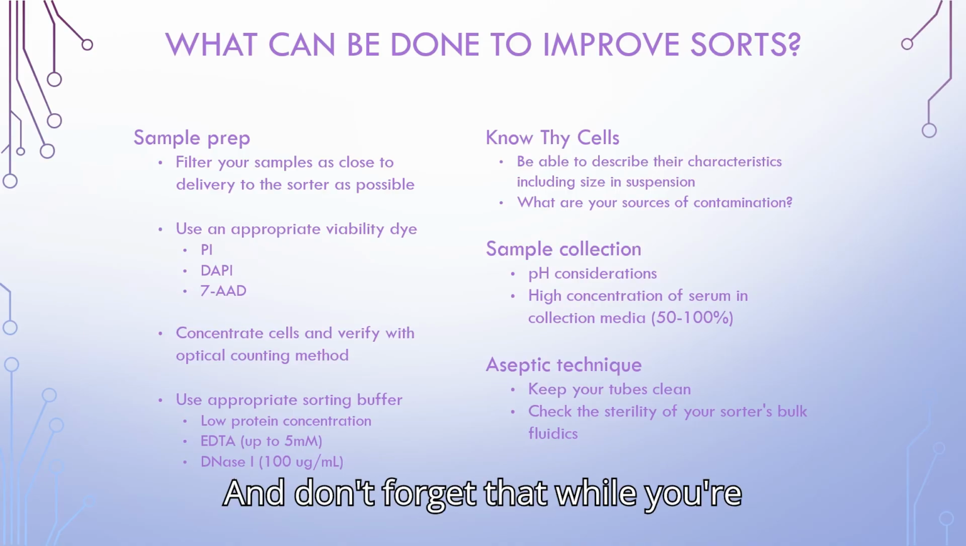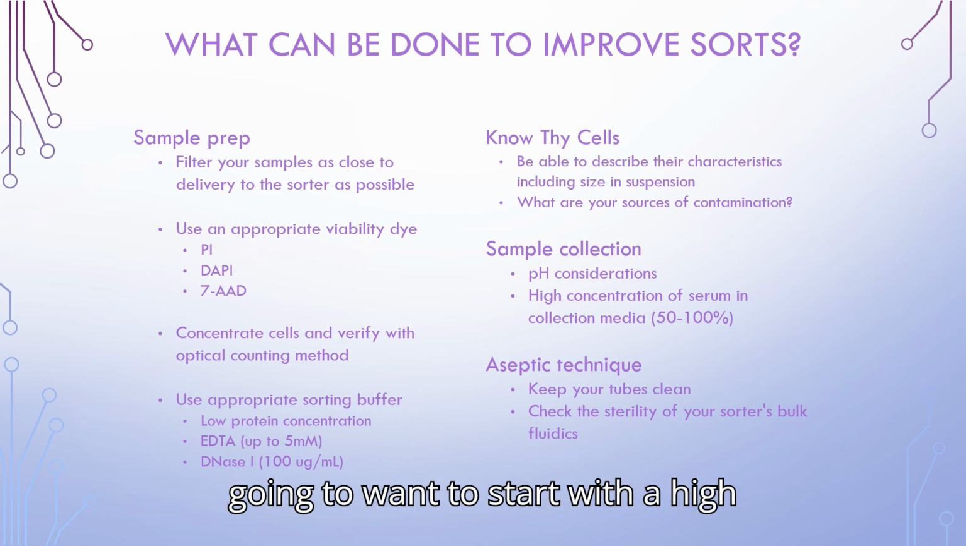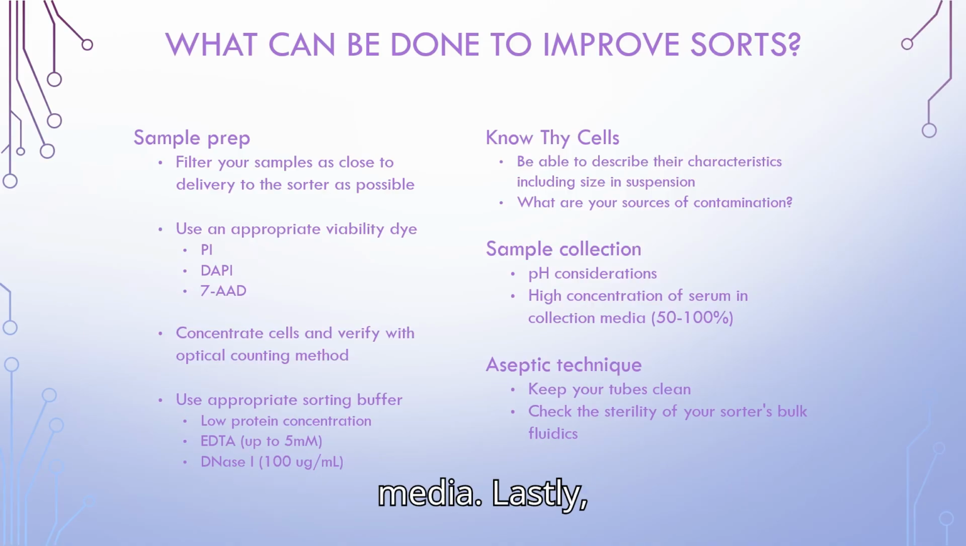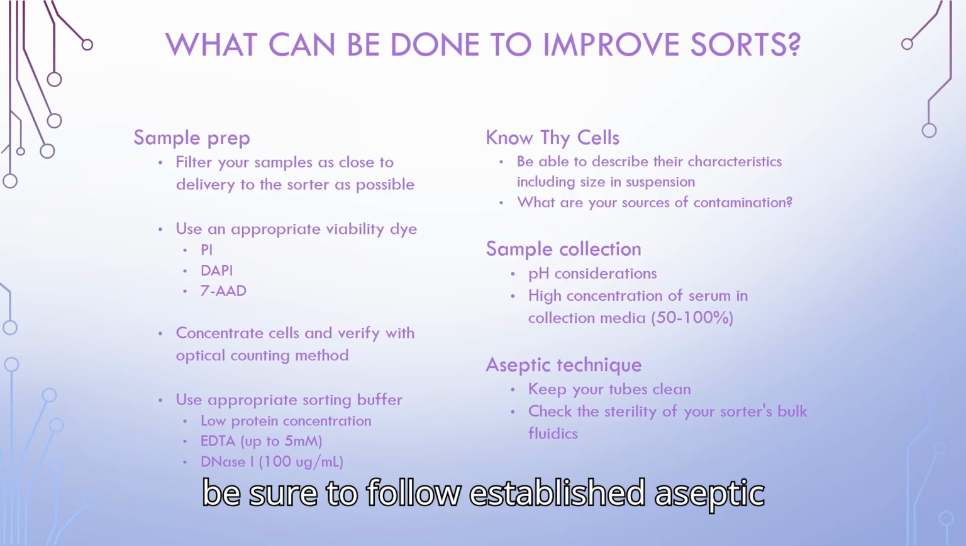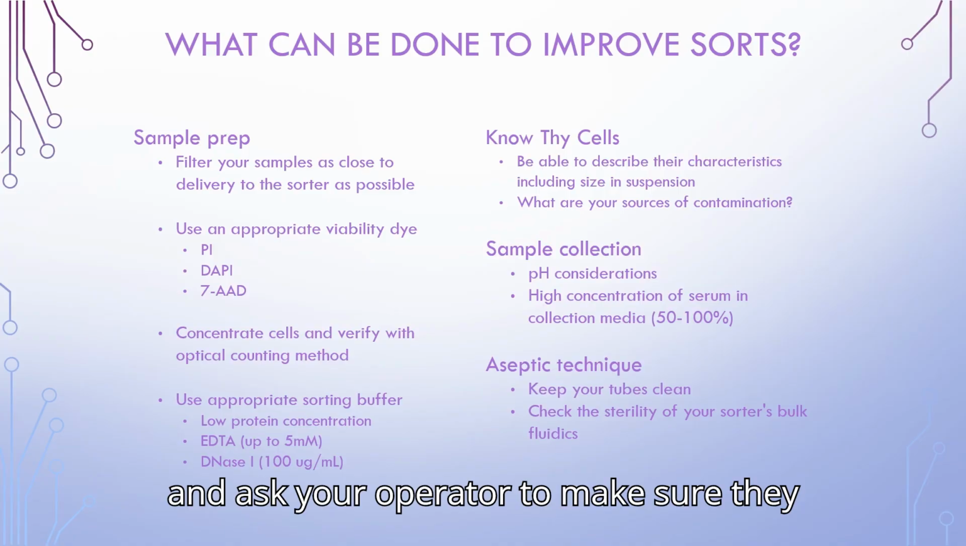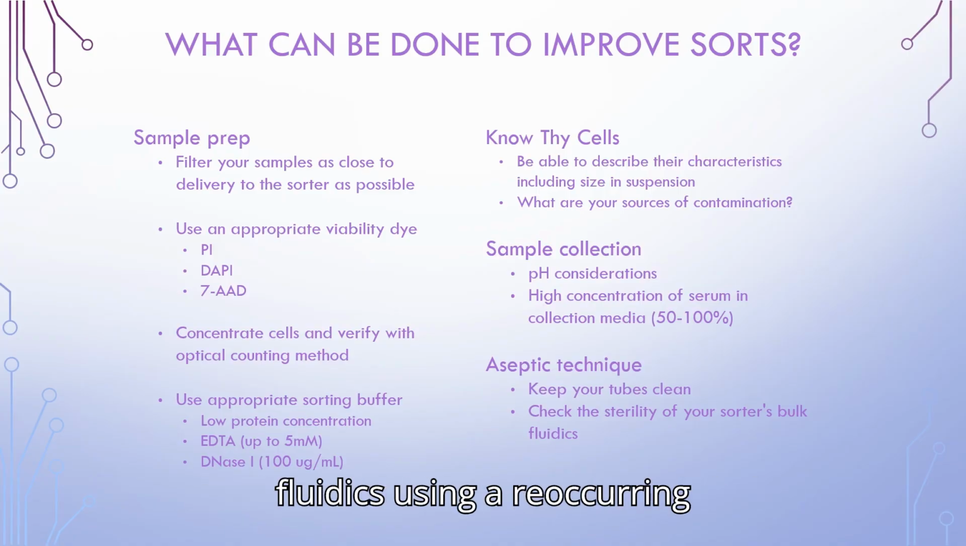And don't forget that while you're sorting, you're also diluting. So you're going to want to start with a high concentration of serum in your collection media. Lastly, be sure to follow established aseptic techniques. Keep your tubes clean and ask your operator to make sure they check the sterility of your sorter's bulk fluidics using a recurring Sentinel program.